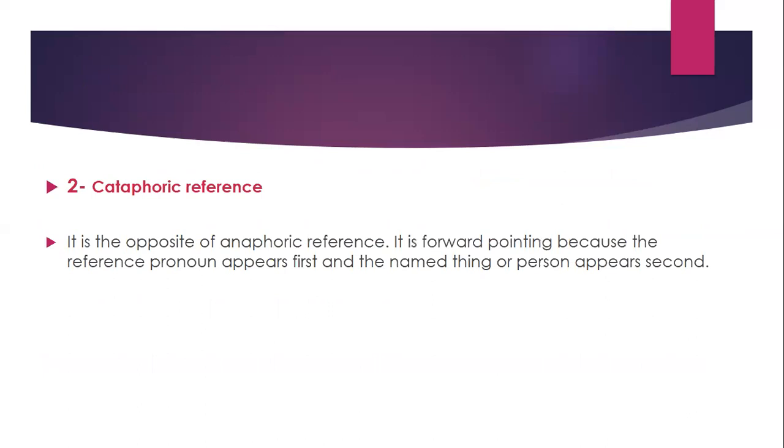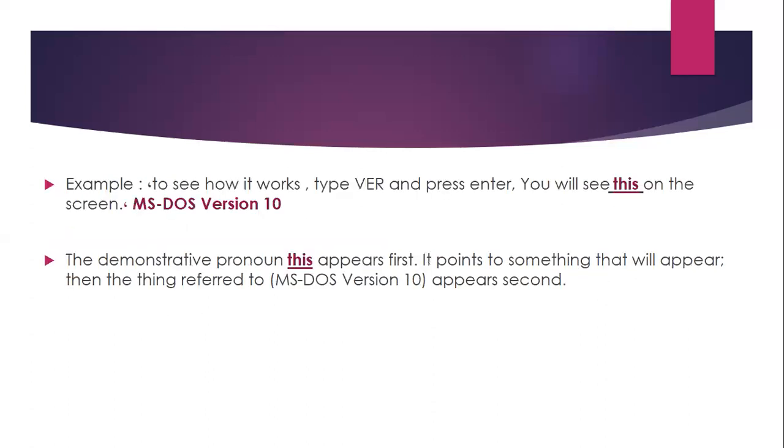The second type of reference is cataphoric reference. It is the opposite of anaphoric reference. It is forward-pointing because the reference pronoun appears first and the named thing or person appears second. So in this type, which is the opposite of anaphoric reference, you have to look forward to understand the meaning of a word or what it refers to, right?